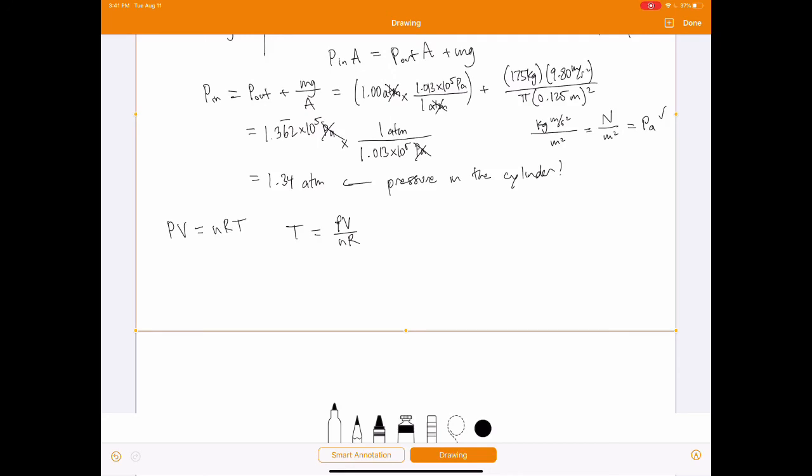Now, keep in mind, we just solved for the pressure, so we have that. The volume is given to us. The volume we were given was 87.5 liters. We better convert that to cubic meters. 1 cubic meter is the same as 1,000 liters. That's our unit conversion, which gives us 0.0875 cubic meters.